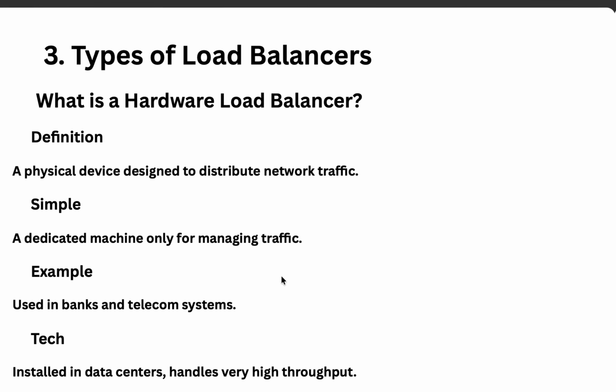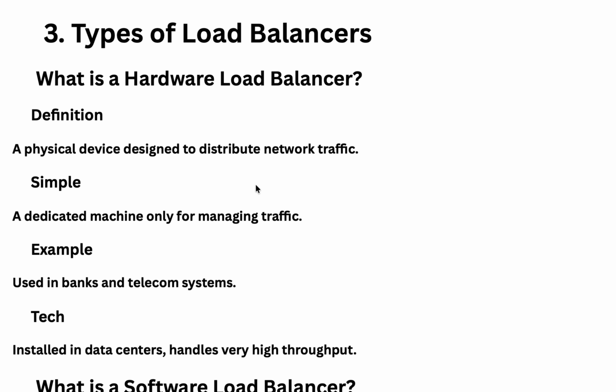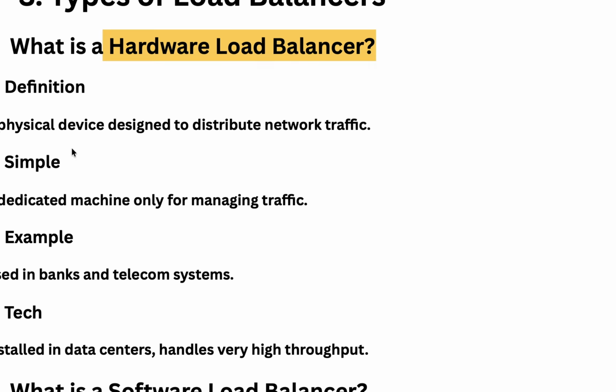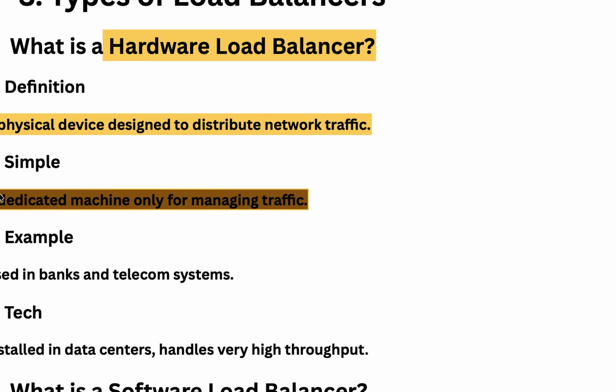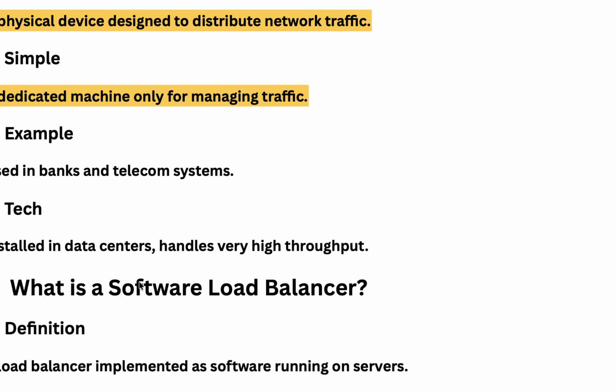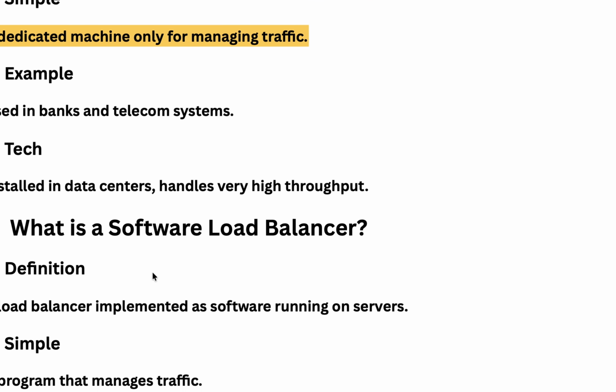So, types of load balancer. Here comes the hardware load balancer. What it does is it is just a physical device to distribute network traffic. A dedicated machine only for managing traffic, used in banks and telecoms, installed in data centers, handles very high throughput.